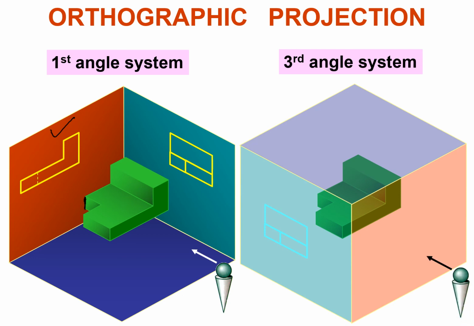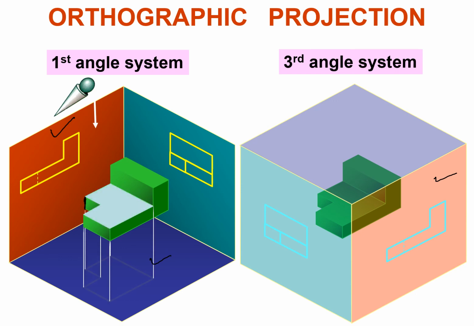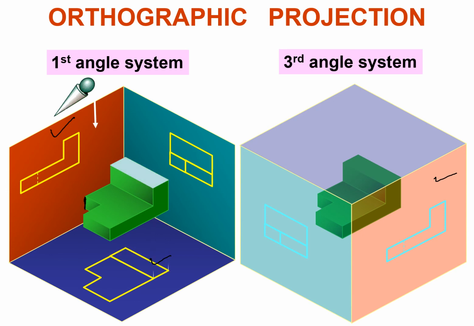The side view in this case will be projected onto this plane, and it will be the same as the one drawn in the first angle projection, with a dotted line to represent the edge that is not visible. Then for the top view, the observer will look from the top, and the view will be projected onto this plane. So this will be our top view. And in the third angle projection system, the top will be projected onto this plane.